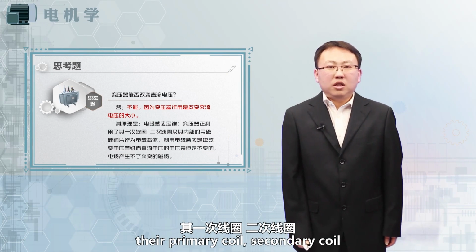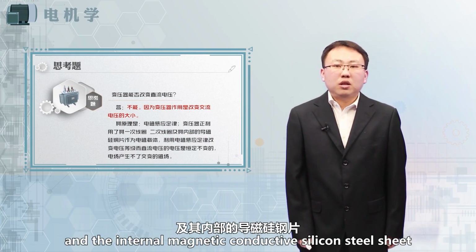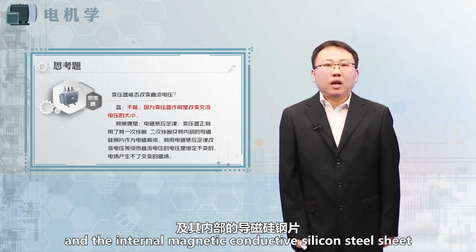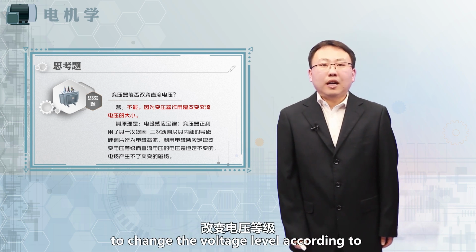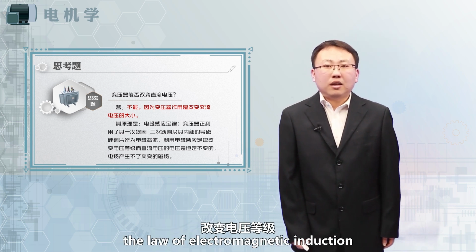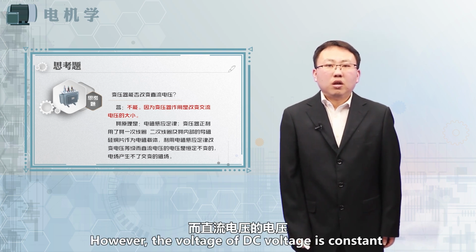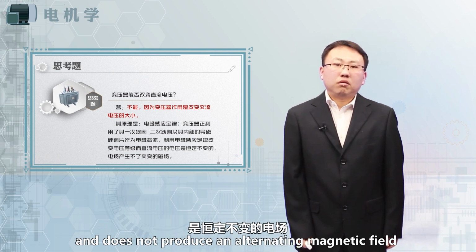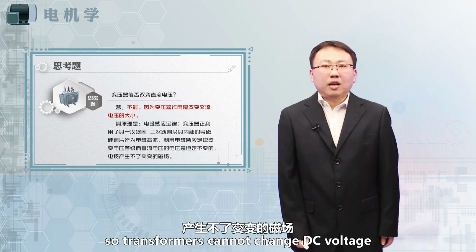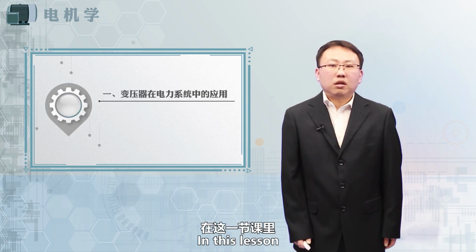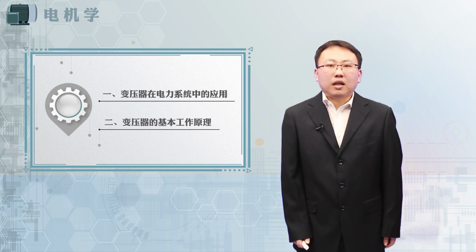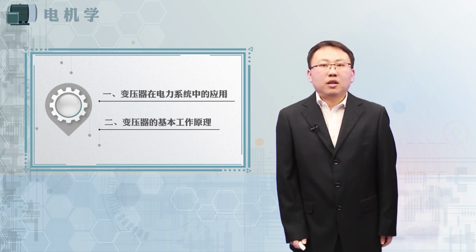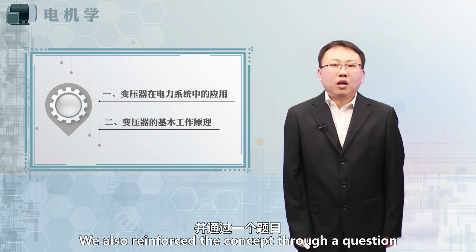Transformers use their primary coil, secondary coil, and the internal magnetic conductive silicon steel sheets as electromagnetic carriers to change the voltage level according to the law of electromagnetic induction. However, DC voltage is constant and does not produce an alternating magnetic field, so a transformer cannot change DC voltage. In this lesson, we briefly introduced the application of transformers in power systems and the working principle of transformers. We also reinforced the concept through a question.